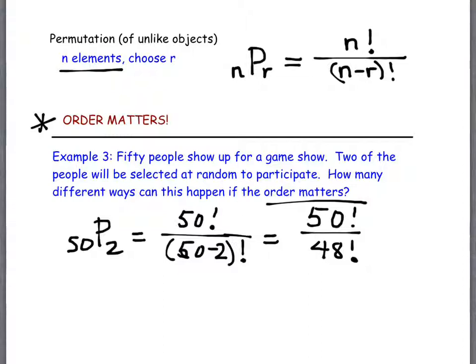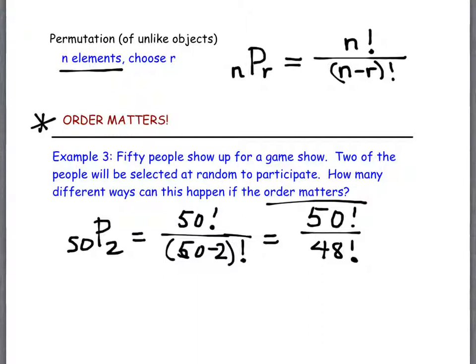Issue number 2 that you don't want to do is you don't want to think about this as being 50 over 48 and try to reduce the 50 and the 48 by dividing both by 2. That's not what we have here. We have 50 factorial and we have 48 factorial. So you can't reduce them in a traditional factoring sense.